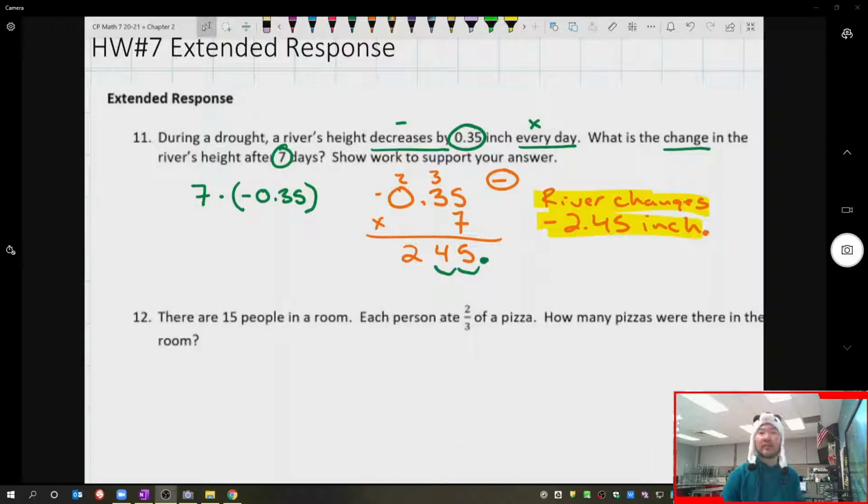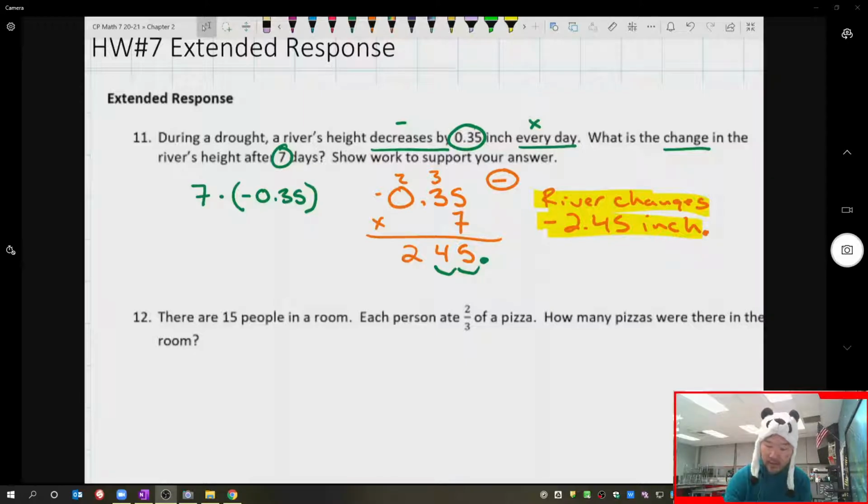All right, students, I'm back, and in front of you, you should see the actual full work and answer. So the key things here is that I stack negative 0.35 up top because it has the most digits, multiplied by 7 below. And since there were 2 decimal places, the 3 and the 5, I moved the decimal over twice, making it 2.45, but keeping track that a negative times a positive is negative.